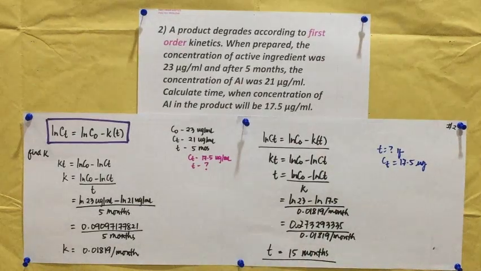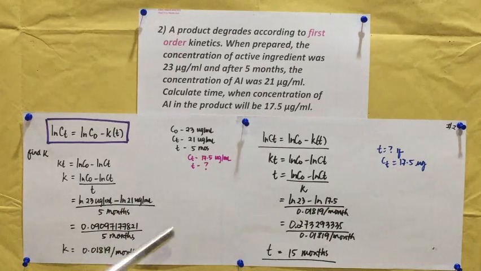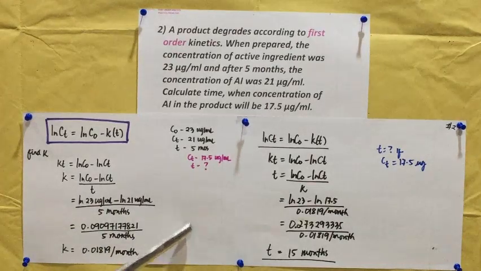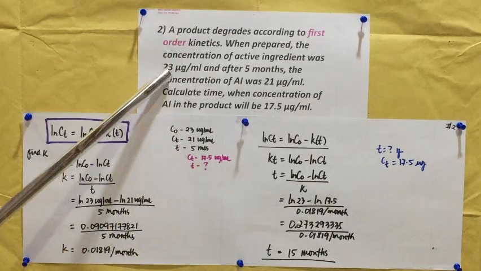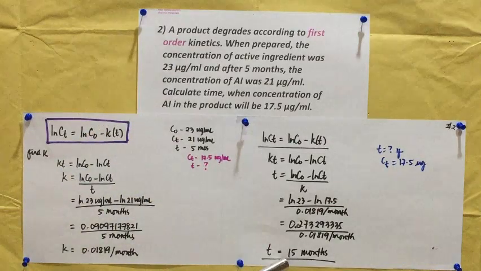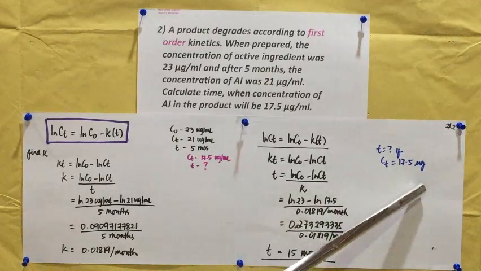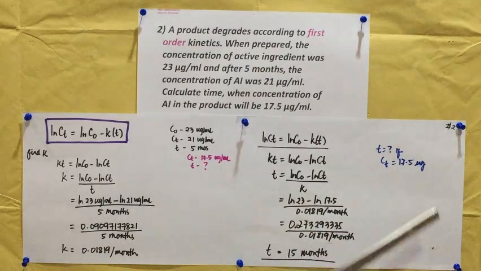Ano ibig sabihin yan? Meaning, from time 0, which is a concentration of 23 microgram per ml, after 15 months, the concentration of the preparation will now become 17.5 microgram per ml.